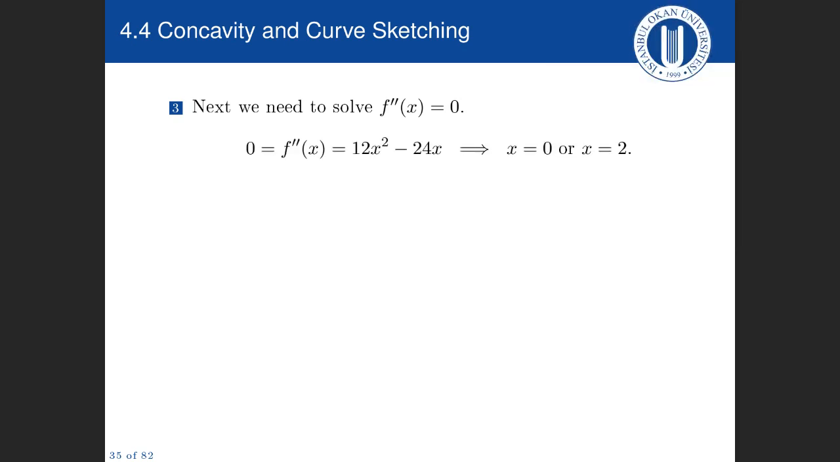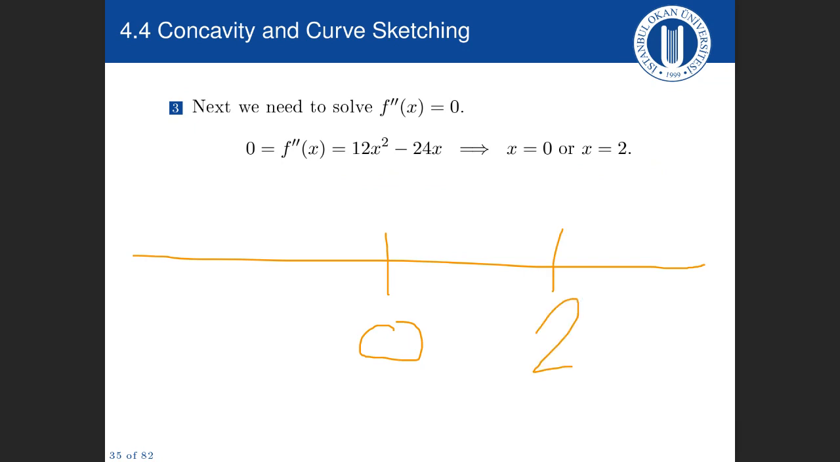So I start with f double prime equals 0. That's 12x squared minus 24x. I must have that x is 0 or x is equal to 2. So we take our whole real line and we cut it at 0 and we cut it at 2. Our open intervals are from minus infinity to 0, from 0 to 2, and from 2 to infinity.